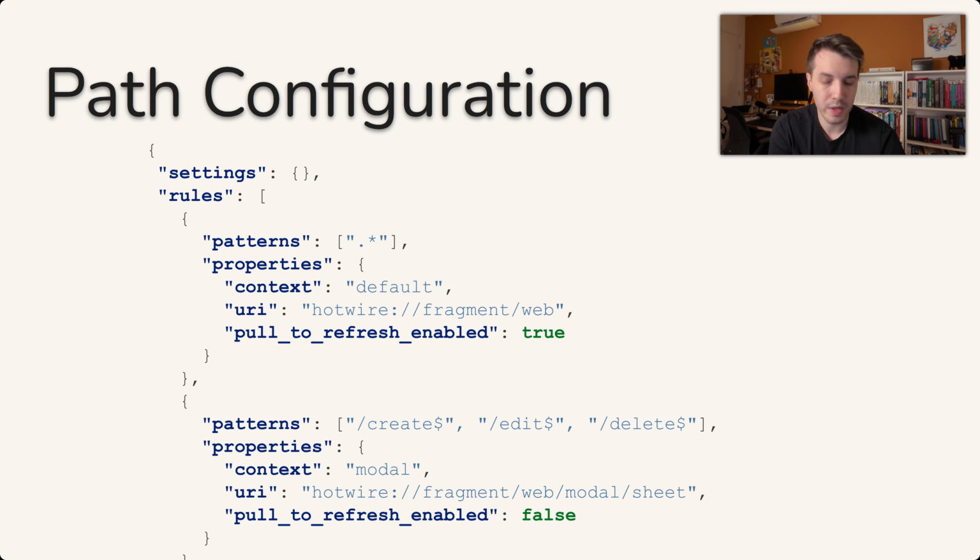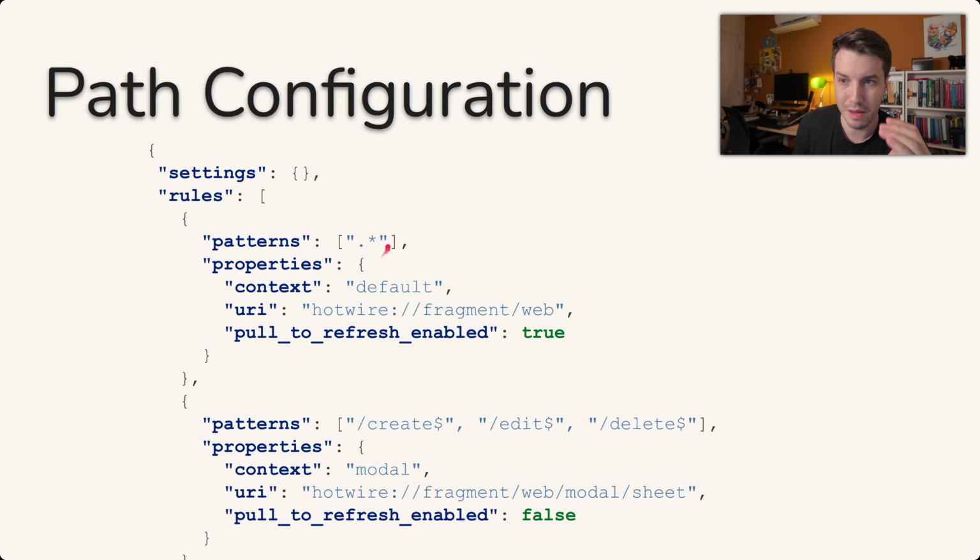Another thing to mention is the path configuration. Path configuration is a JSON file that we use to configure the navigation destinations. It's like a routes file for a web application, but for the mobile side. Over here we can define rules which have URL patterns, and we can control which screens will be rendered for the users. This is actually the web fragment, which is the default one.